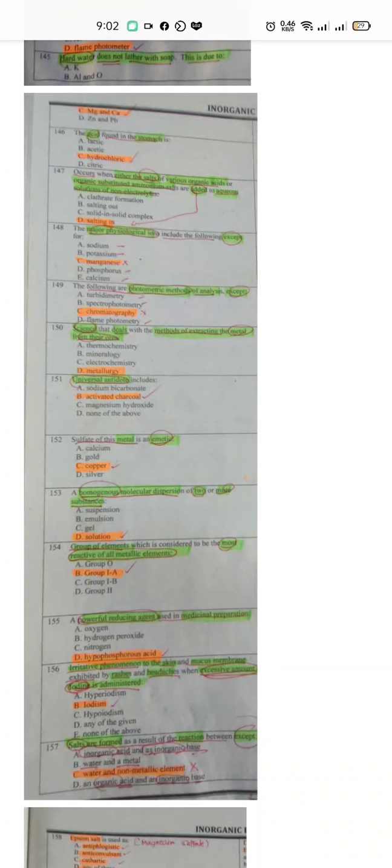Number 152. Sulfate of this metal is an emetic. The answer here is copper. So, cupric sulfate is known as your blue vitriol or blue stone, which is used as an emetic because it stimulates the vomiting reflex through local irritant action. So, cupric sulfate is also known as your blue vitriol or blue stone, which is pharmacologically used as an emetic.